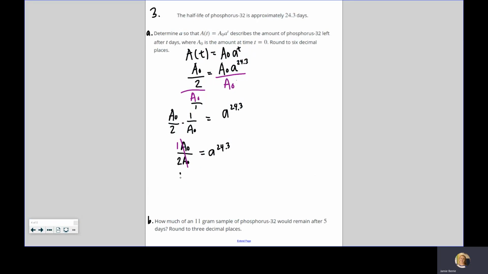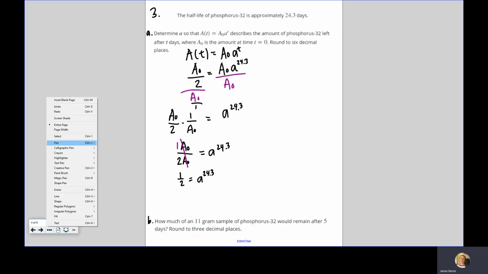All right, so we have 1/2 equals a to the 24.3. Now we're almost done. All we need to do here is get rid of this exponent, and we'll have solved for a. There's really only one way that you can get a by itself here, but there are two ways you can write it. You can think of this as taking the root of both sides. So you can say I'm going to take the 24.3 root of both sides.